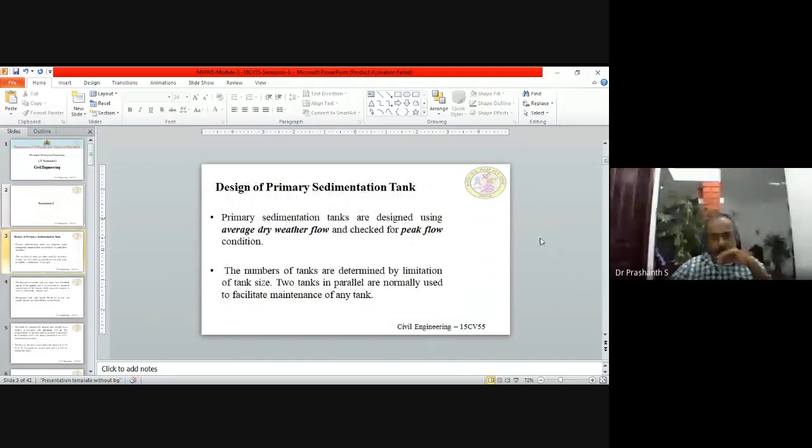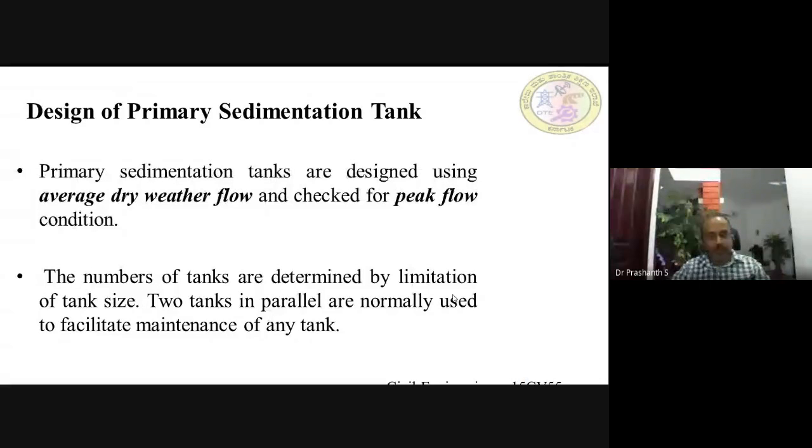Coming to the design of the primary sedimentation tank, again, I was talking about the types of sedimentation tank. Types of sedimentation tank may be categorized into horizontal sedimentation tank and circular sedimentation tank. In the horizontal sedimentation tank, the wastewater flow is in the horizontal direction, whereas in the circular tank, wastewater flow may be vertical, from bottom to the top.